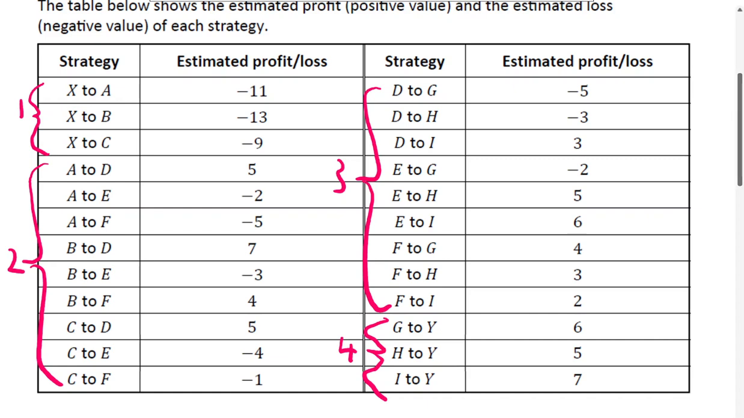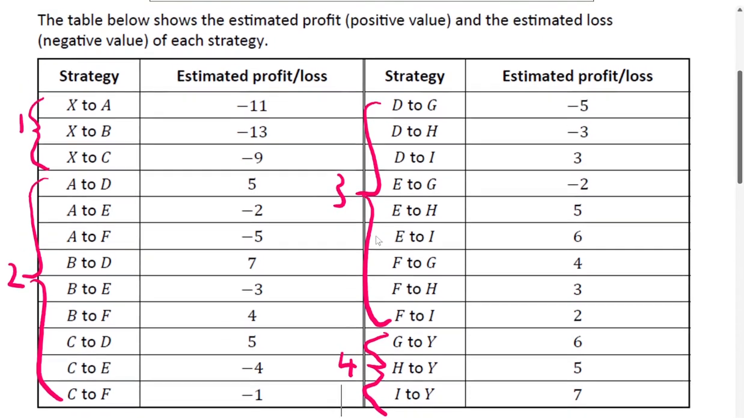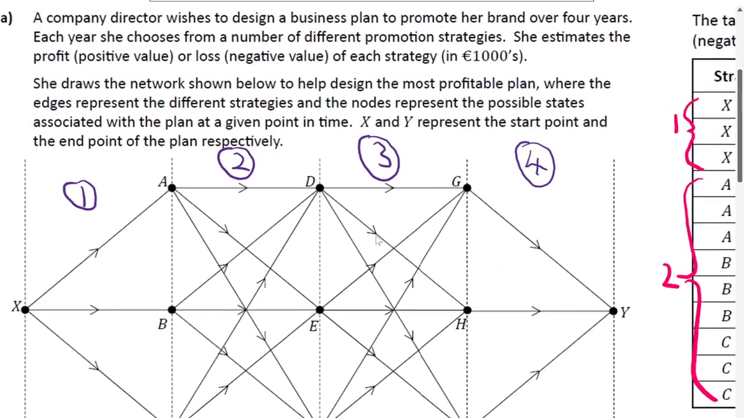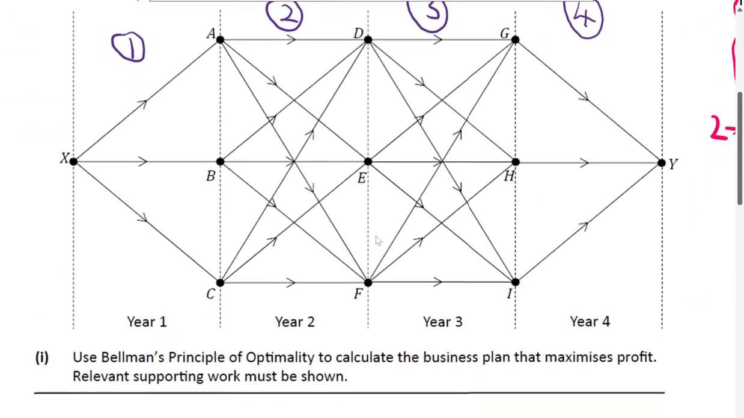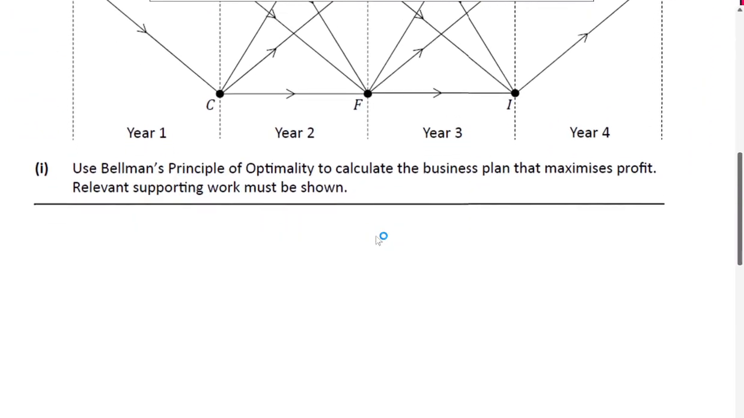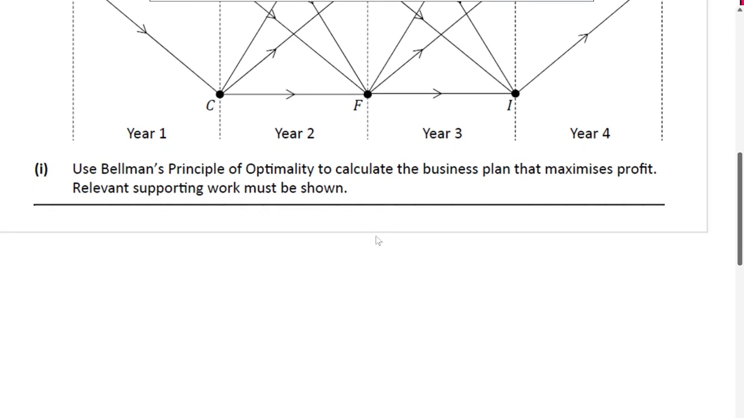So how do we do this? Actually we haven't even read the question yet. But it's one of those things where you can just know what it is you're going to do before you've read the question, but let's read it just in case. Use Bellman's principle of optimality to calculate the business plan that maximizes profit. Relevant supporting work must be shown.